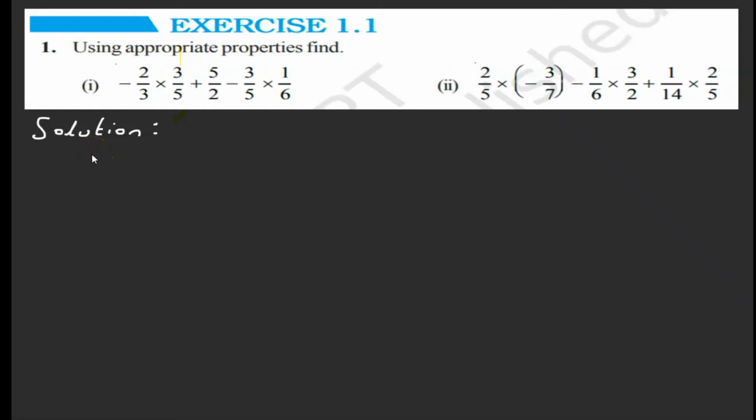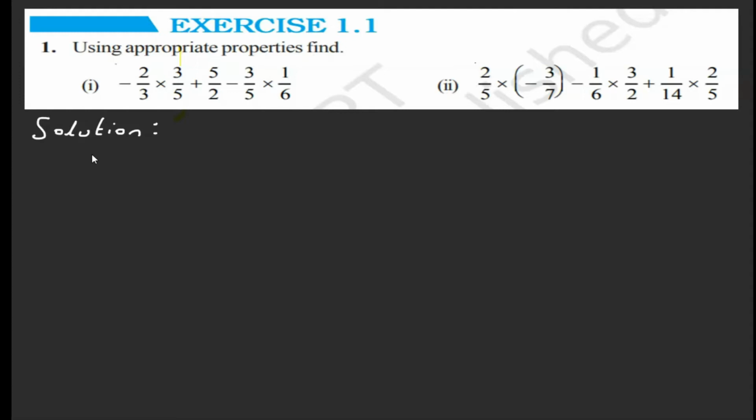Today let us solve a question from class 8th, exercise 1.1 and the first question of mathematics. So see the question: using appropriate properties find the value of these numbers. When you see these numbers, minus 2 by 3 into 3 by 5 plus 5 by 2 minus 3 by 5 into 1 upon 6.